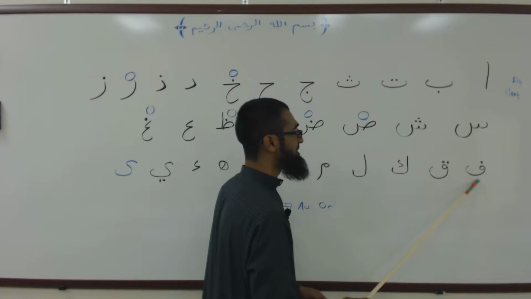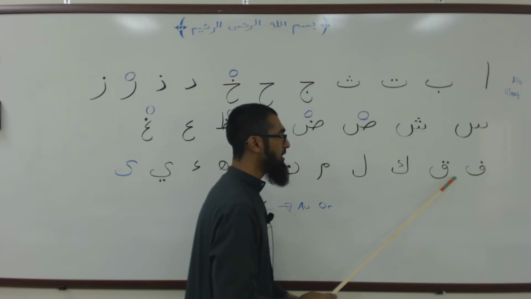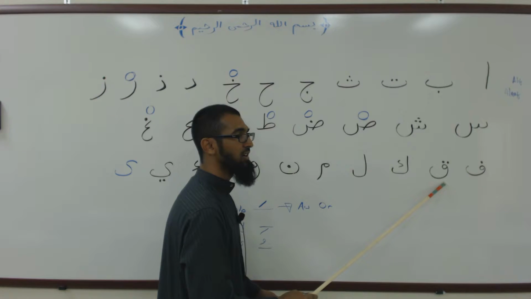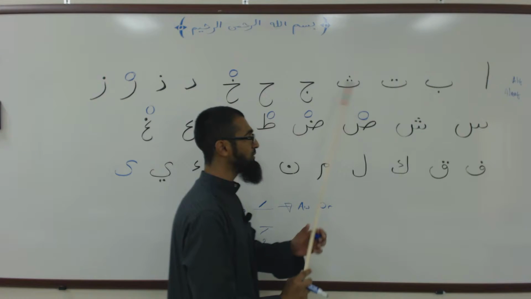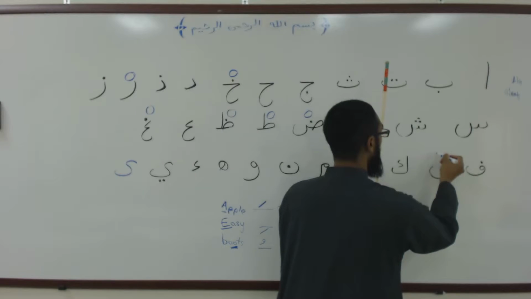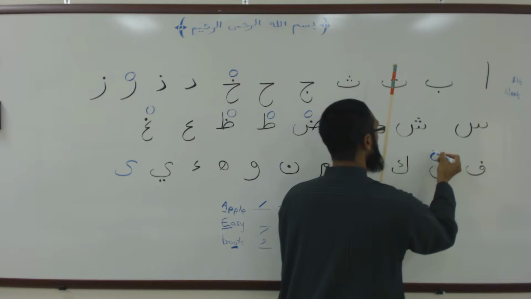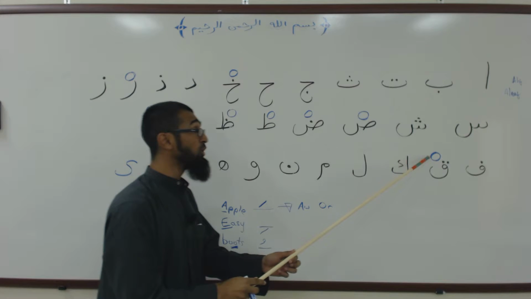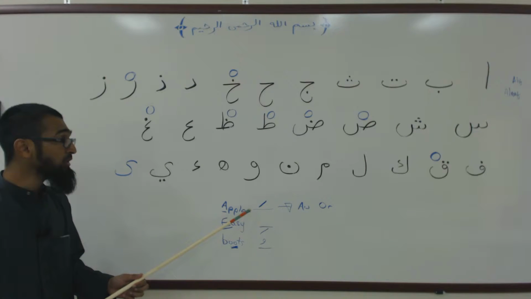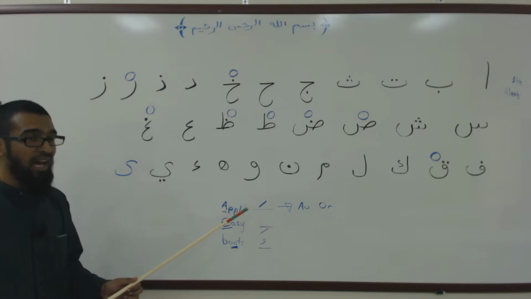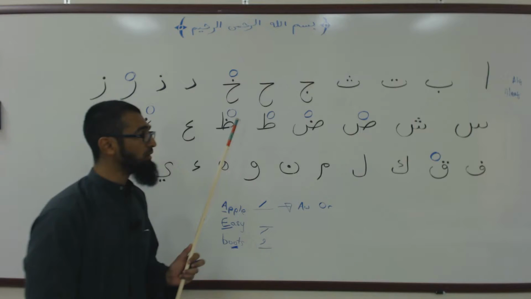Fa. Normal. Qaf. Qaf is a round letter also. And remember, round letter is only talking about the way the fatha is pronounced. The A sound is changed into O.